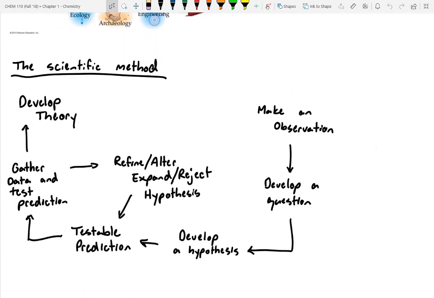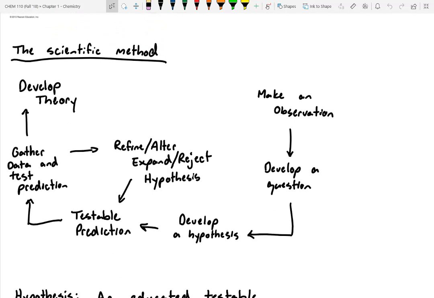And then we briefly described the scientific method. This is one of the most important things you can take away from this course, the process through which you go through science, right? So you first make an observation, then you develop a question about that observation, then you develop a hypothesis. What's a hypothesis again? Anybody remember? Yeah, an educated, testable guess.